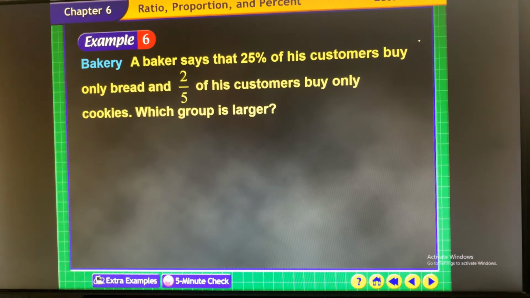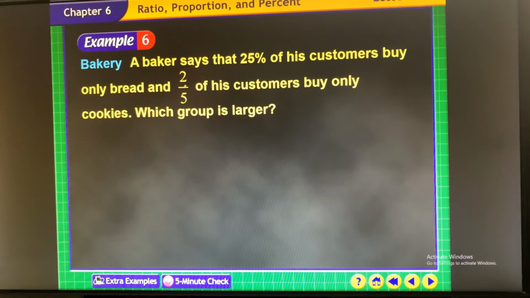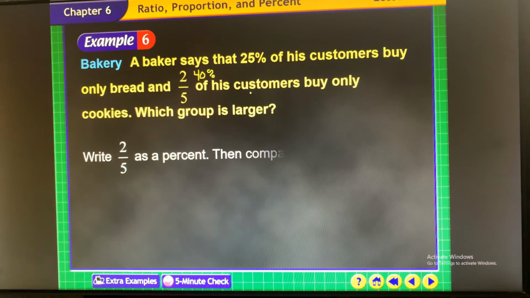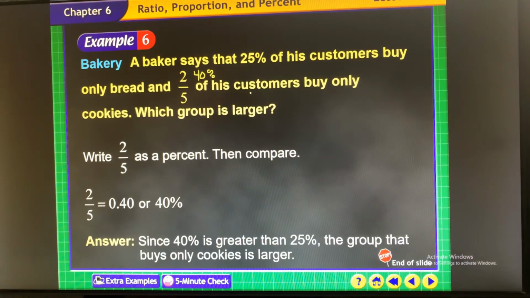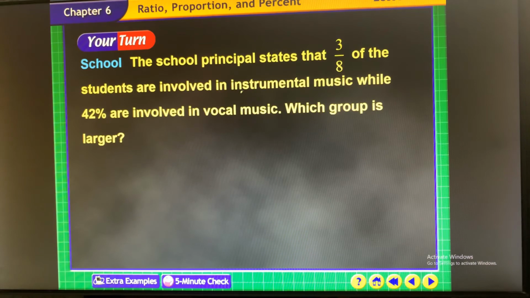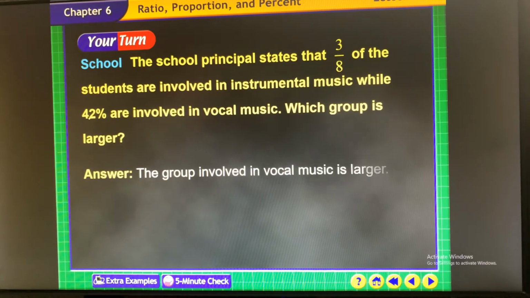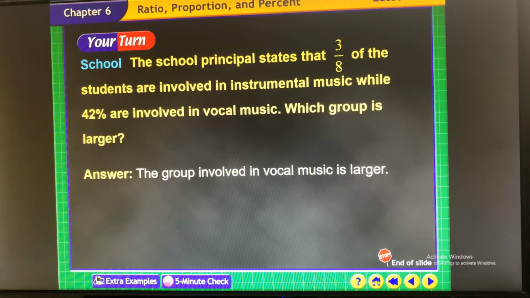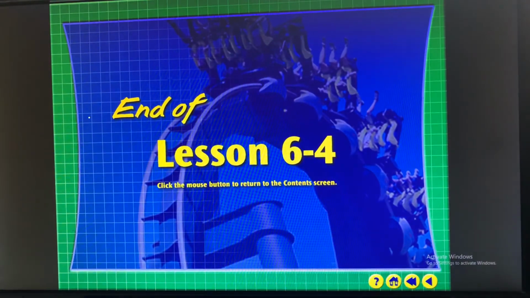He says that 25% of his customers buy only bread and 2/5 of his customers buy only cookies. Which group is larger? Well, what is 2/5 as a percentage? So do 2 divided by 5 times 100 and you would get 40%. So I would say the group that buys only cookies. 3/8 benchmark fraction. 3 divided by 8 times 100 compared to 42%. And you'll find that the vocal music group is larger. And that's it for 6-4, changing things to percents.